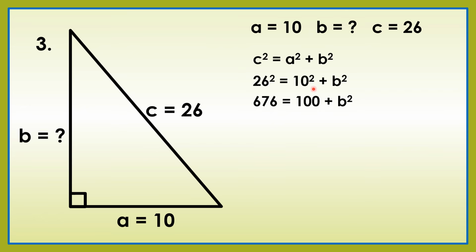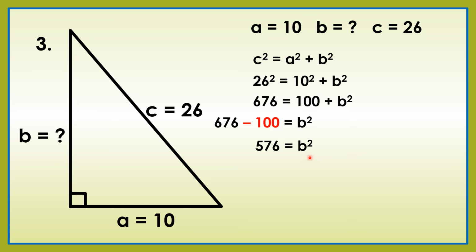Yung 10 squared naman ay 100. Then yung 100 dito, transpose natin dito beside 676. So kapag nag-transpose tayo, magbabago tayo ng sign. So we will have now 676 minus 100, kasi ito yung nilipat natin, is equal to B squared. Subtract natin itong dalawa. That is 576 is equal to B squared.